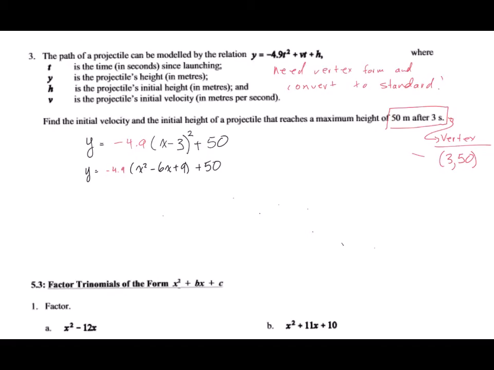Now we're going to take the negative 4.9 and multiply it into everything inside that bracket. Doing so, you're going to end up with y is equal to negative 4.9x squared plus 29.4x minus 44.1 plus 50.